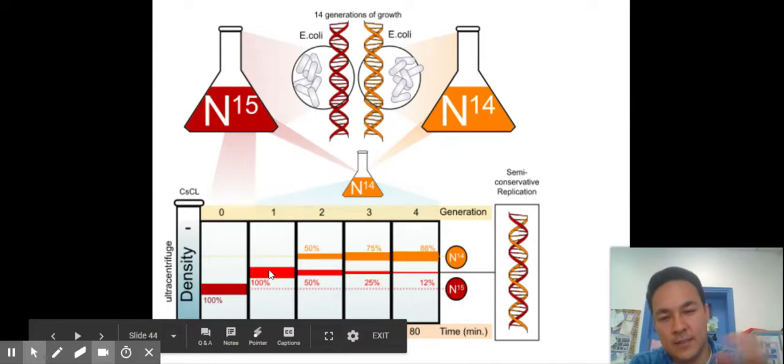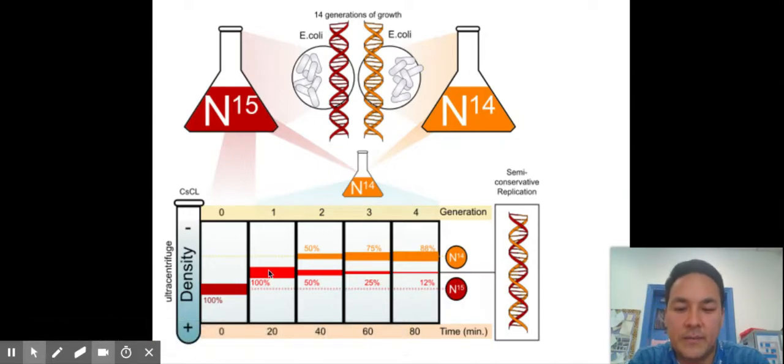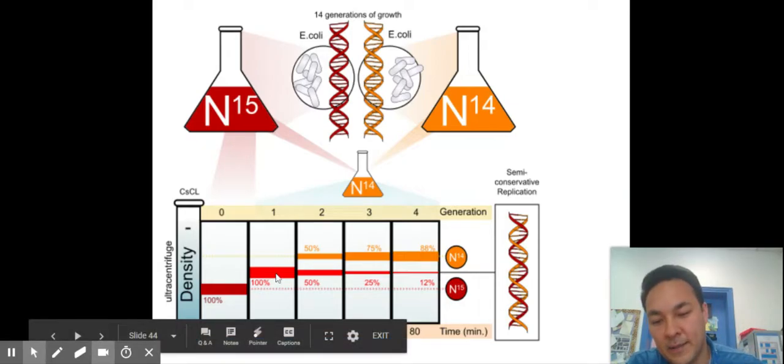If you then took all those bacteria and let them reproduce one time in light nitrogen, well, then they'd be half old, or half N15, and half new, half N14. So the average between N14 and N15 is N14.5. So that's where all the bands came out. And here's what's cool about it, right?